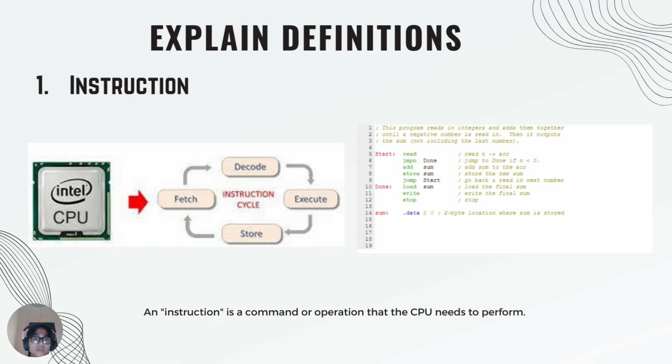The first thing is instruction. An instruction is a command or operation that the CPU needs to perform. These instructions are represented in a specific format and contain information about what the CPU should do, such as arithmetic operation, data movement, or control flow changes.